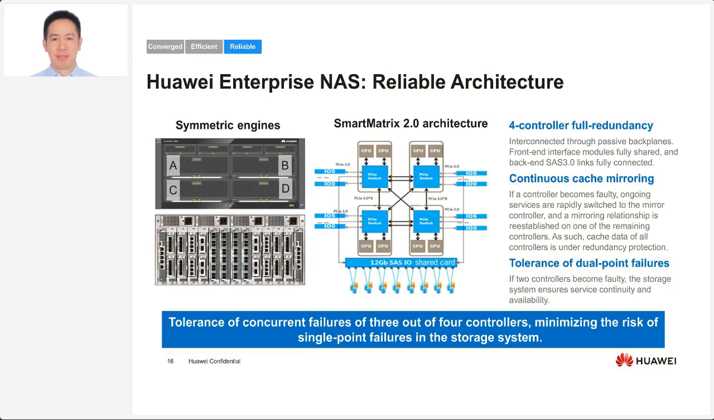You look at the industry, not many can do that. With 3 out of 4 controllers failed, the business still keeps going, and the business is not interrupted, but the performance for sure will be reduced. That's because we have a reliable architecture, which we call the Smart Matrix 2.0 architecture, to guarantee a reliable system.